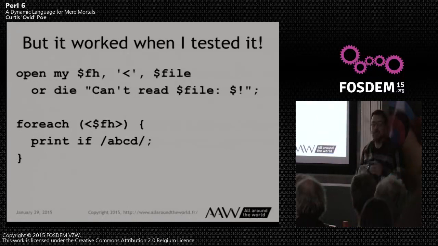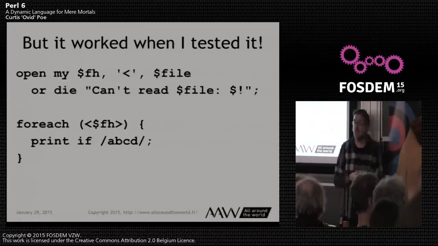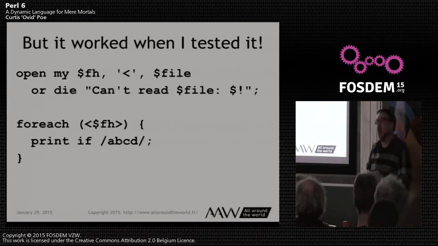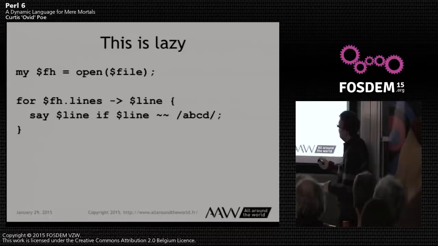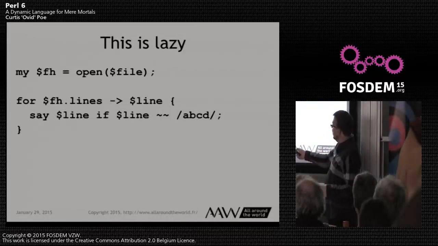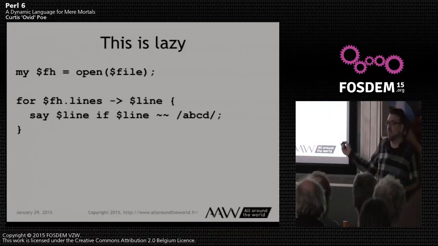Can anyone tell me why? For each, what is special about for each? Yes, it slurps. Slurps all of it in. So in Perl 6, my file handle equals open file. There's other ways you can write this, being Perl, but this is lazy. You can go ahead and read that huge file because this is automatically lazy.